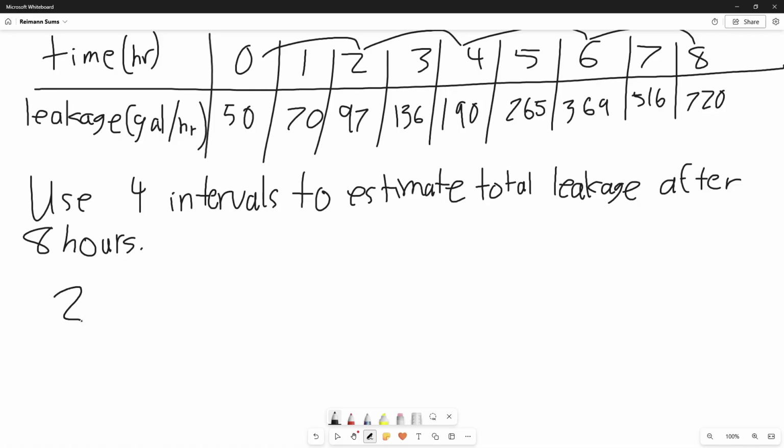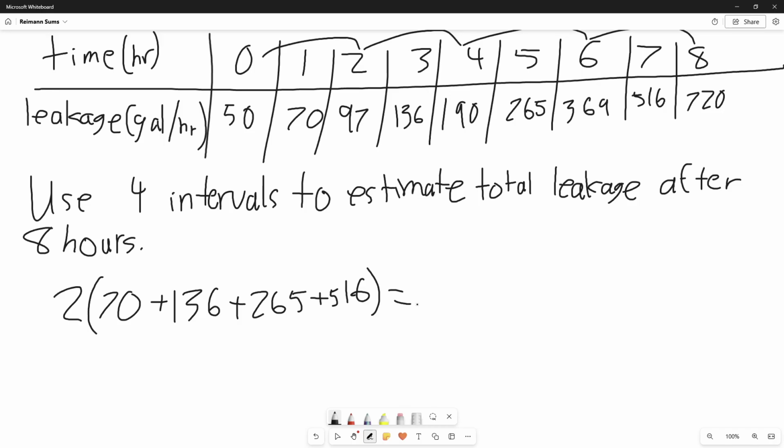So we put our width at the front, like I discussed before, and then we find out what the value of our midpoint is. And it's already given to us, of course, in this table. So the midpoint of 0 and 2 is 1, and the values for 1, 3, 5, and 7 are 70, 136, 265, and 516. We add them up together and multiply them by 2, and you should get 1,974 gallons.